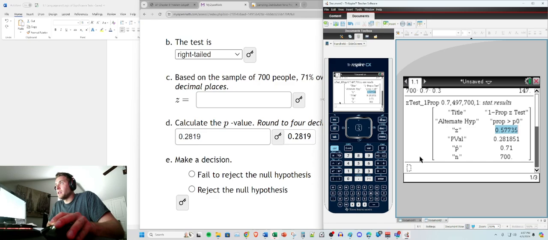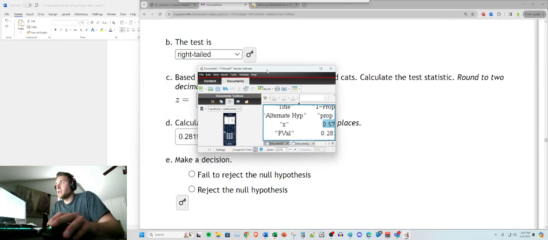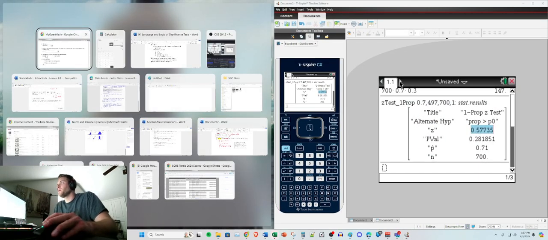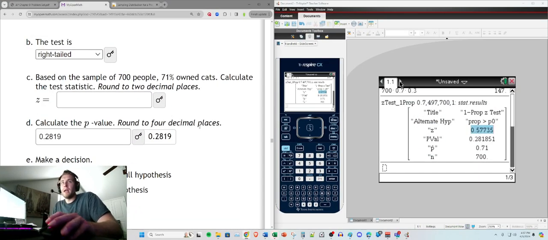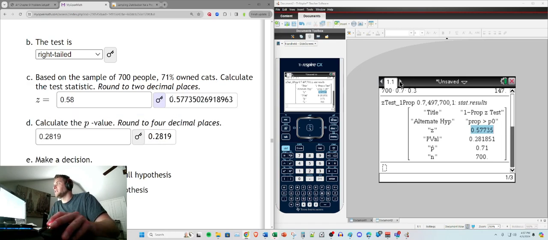How does it want this rounded? It wants 2 decimal places. That's typical for how we do z-scores. So this would be 0.558. It doesn't look like they rounded theirs, but it should be okay if I do that.